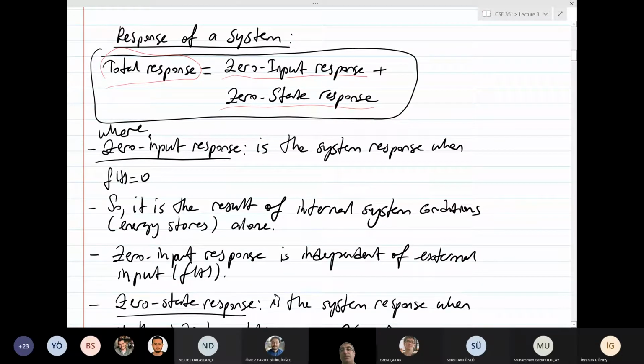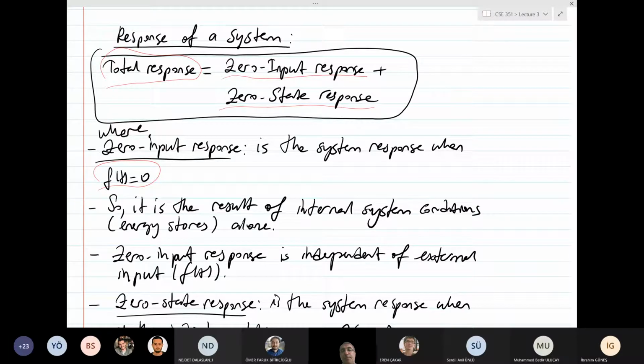So let's start with the zero input response. As the name implies, it is the system response when the input is equal to zero. So the name is zero input. So when the f of t is equal to zero, we look at the output, and this output gives us the zero input response.